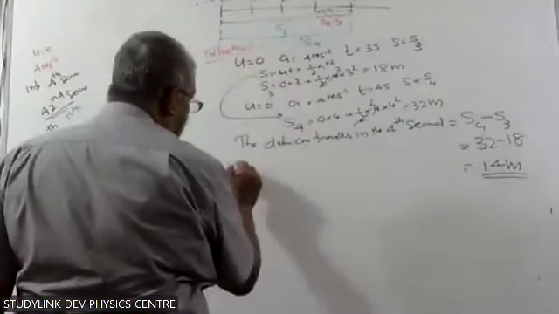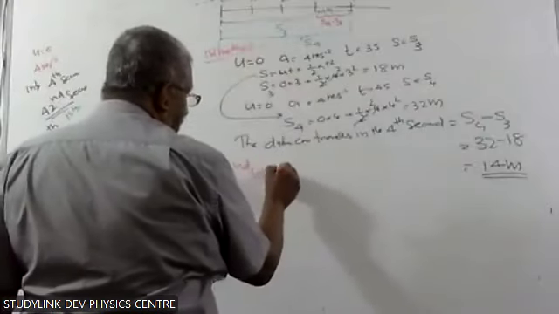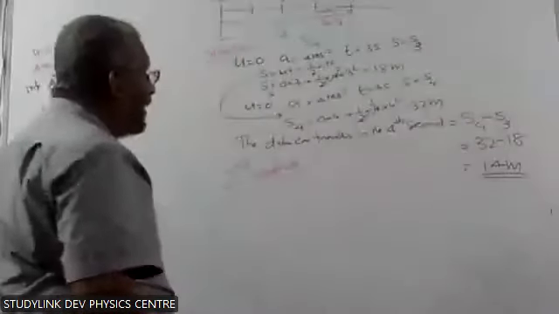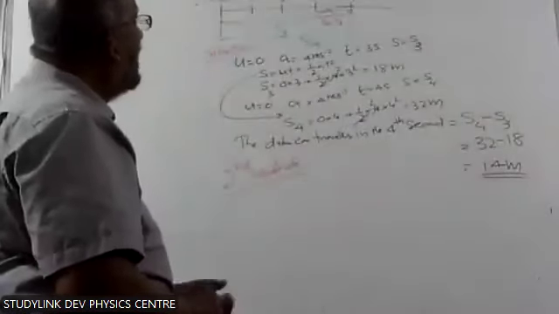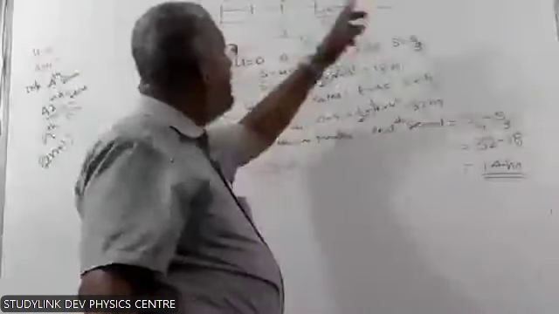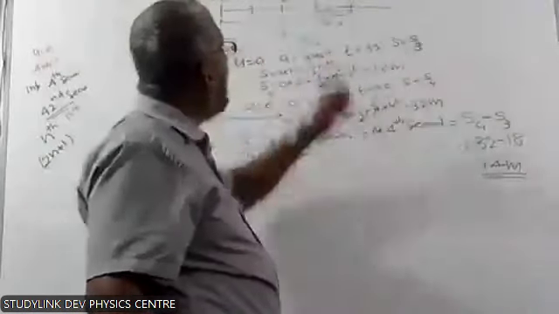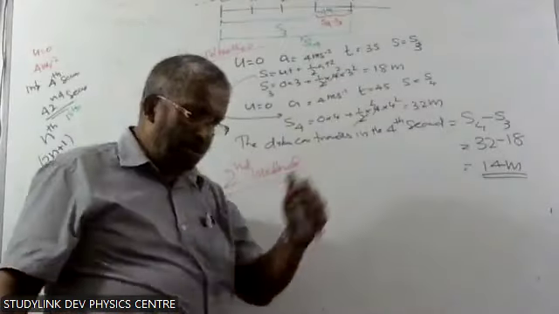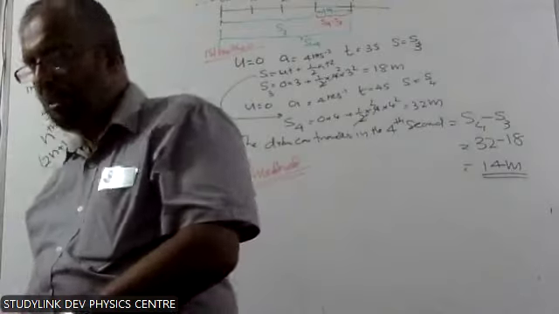Second method, what we do is, the fourth second is starting from 3 to 4. We find the velocity at 3. Ah no, you better note it down. After that I'll give the note.